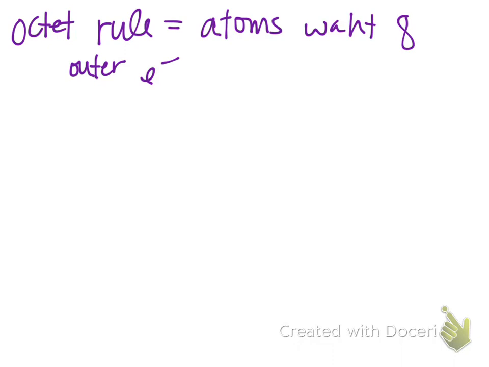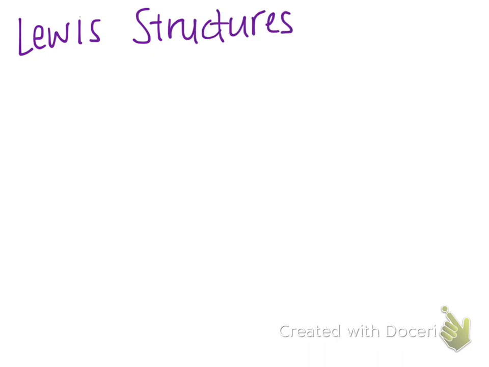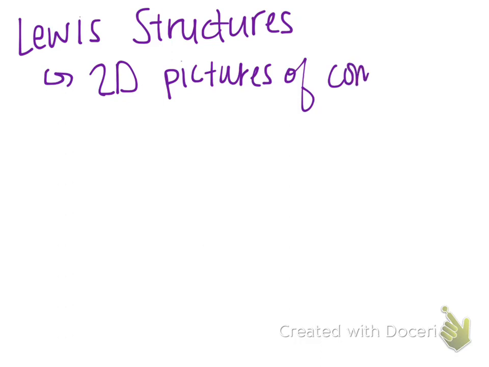Let's look at now building our structures. And sorry, I know this is a lot today, but we still got a lot we got to get through. So we're going to look at building our structures. And so these are called Lewis structures. Lewis structures are 2-dimensional pictures of compounds. They call them Lewis dot structures, whatever, but they're Lewis structures. Okay, we're going to start really simple, and then we'll get into a little bit more complex.